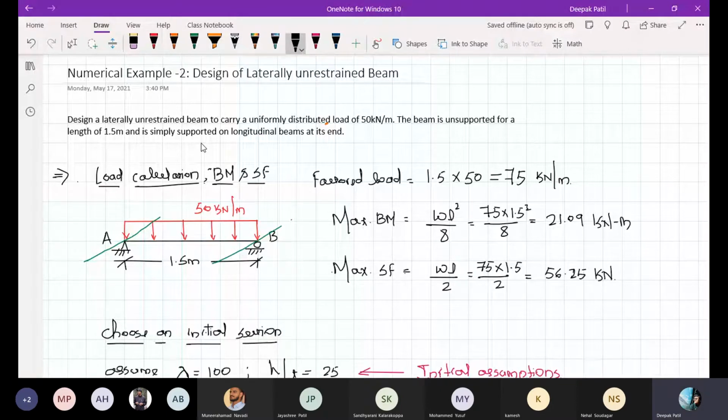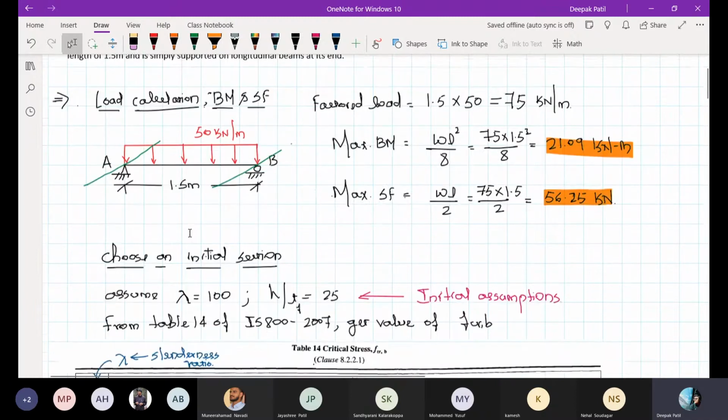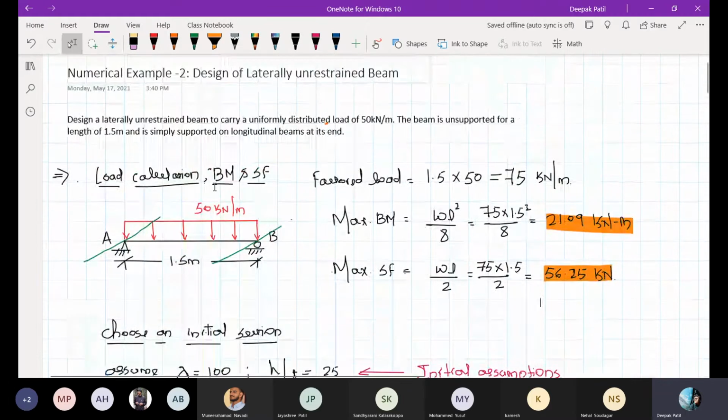So these are my maximum bending moment and maximum shear force. Now I have to design a section which will carry a bending moment of more than 21.09 and which is able to carry a shear force of 56.25 kilonewtons. Now, to start with, we don't know what kind of section we have to choose. To start with, we have to go for an initial assumption.